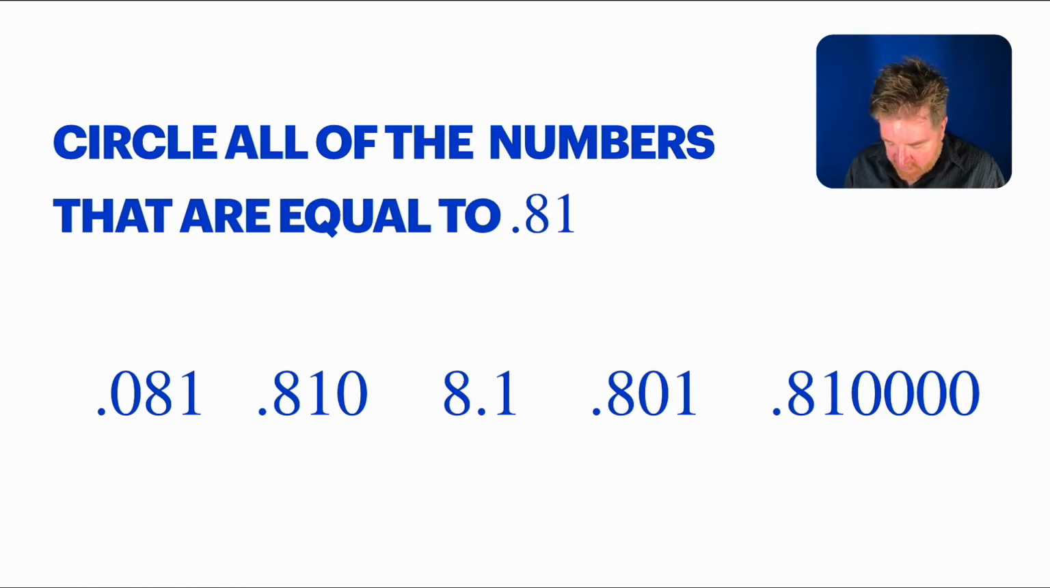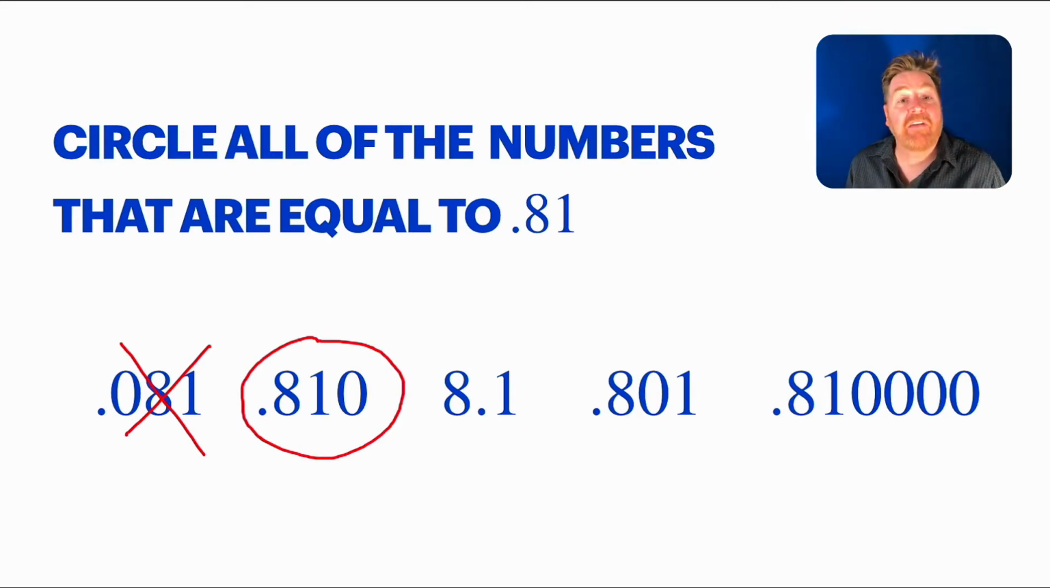I know it doesn't tell us to do this, but I'm going to cross this one out. That's not the same. That is not equal. How about the second one? 0.81 and 0.810? Good. You guys were already saying yes. That's right. That's just like our first example, right? We're just adding a 0 onto the right end, and that does not change the value. So that is, in fact, the same number.